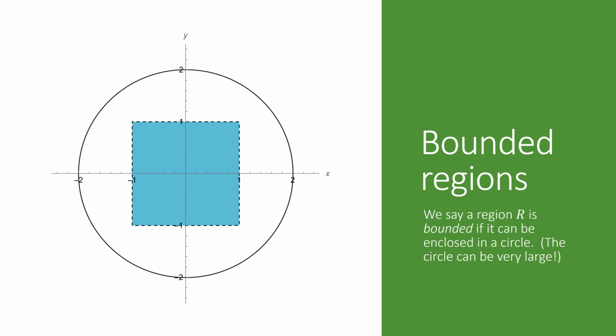We also need bounded regions. So remember, we needed intervals, like regular intervals from a to b, not like from a to infinity. So the way we do that here is we say a region is bounded if I can draw a circle around it. So the circle can be really, really large, but it has to be that we can contain everything inside of a circle.